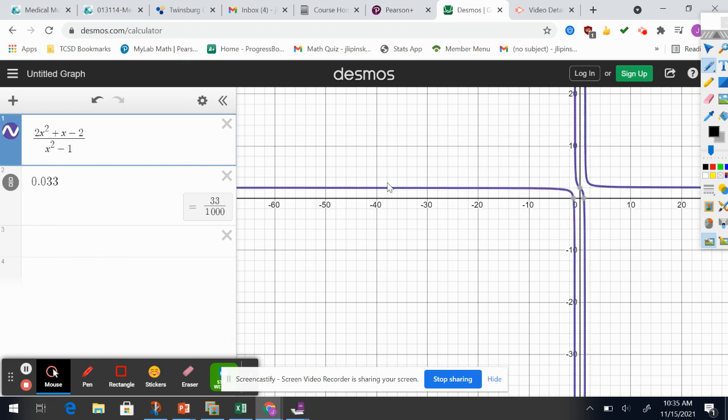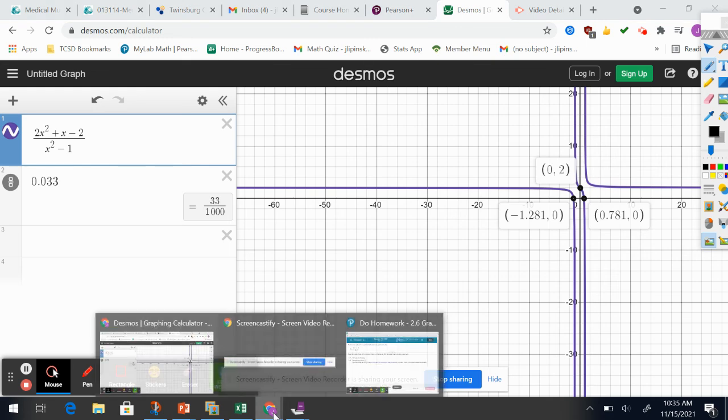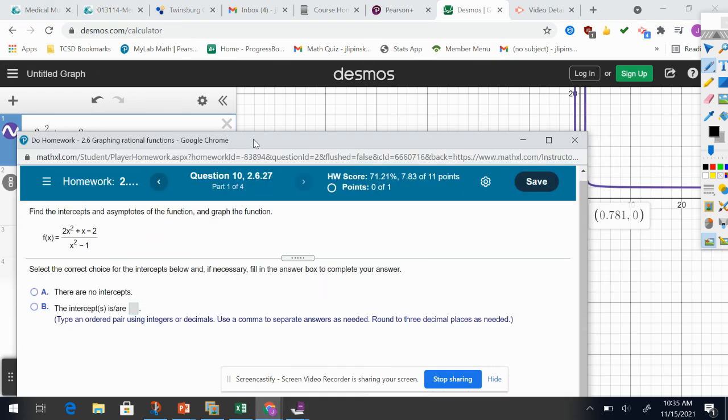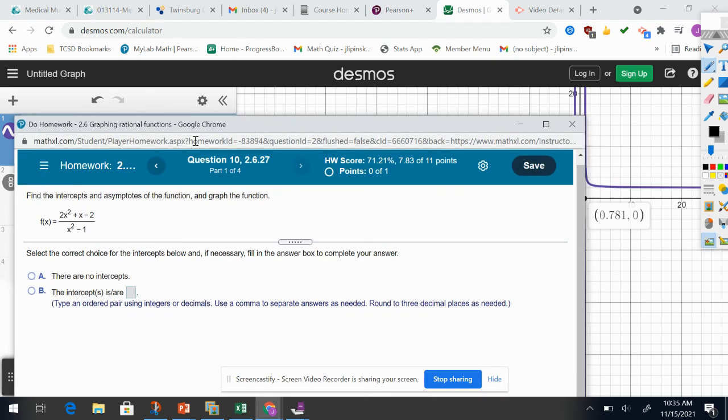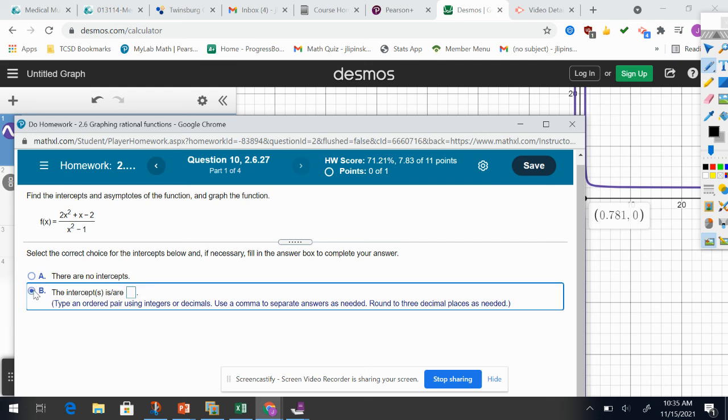All right, so here's the graph. Now this one has x-intercepts and a y-intercept. So it wants us to look at the way that we enter this. It says there are intercepts. It says type an ordered pair using integers or decimals. So I can actually use the decimals here. Round to 3 decimals.